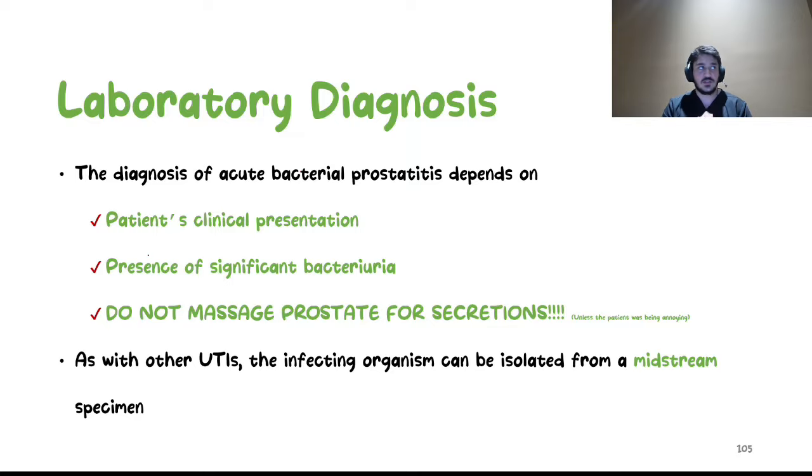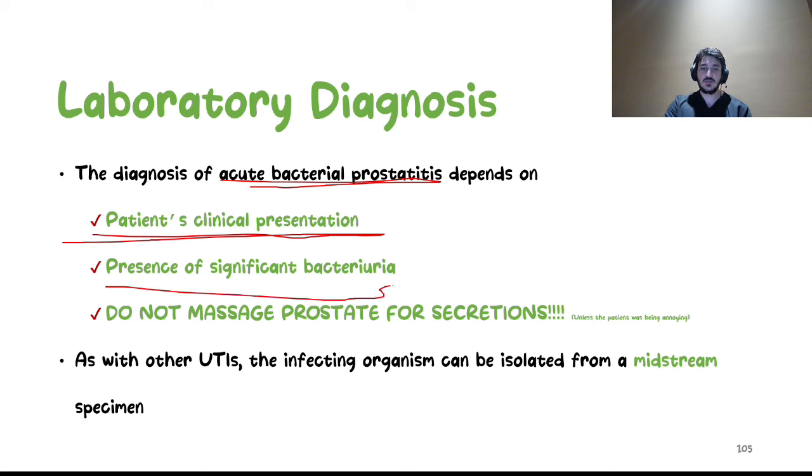So how do we diagnose? This is very important. Let's start with acute bacterial prostatitis. We diagnose acute bacterial prostatitis from the patient's clinical presentation. So we examine the patient. As soon as you do a prostate exam, the patient will jump screaming out of pain. When we do the urine analysis and urine culture, you'll see significant bacteriuria. So if you have a tender, boggy prostate plus the presence of significant bacteriuria, it's acute bacterial prostatitis.